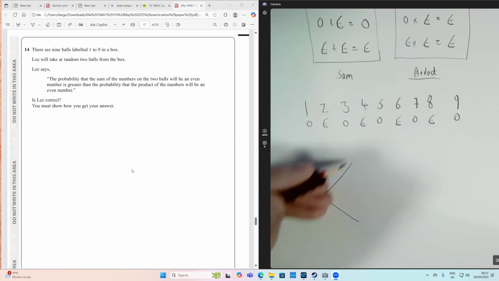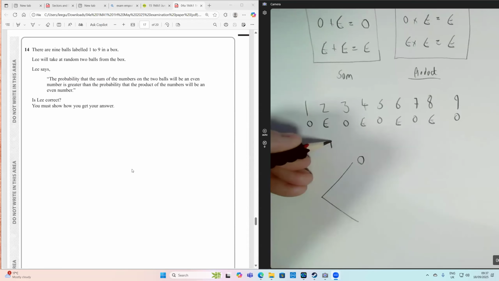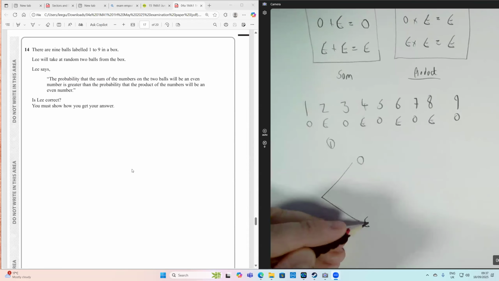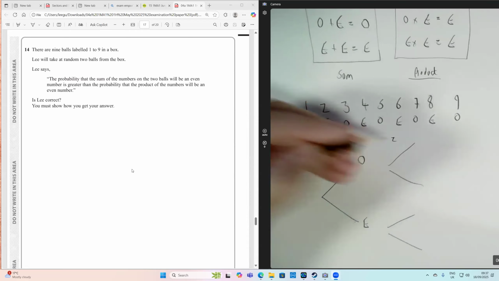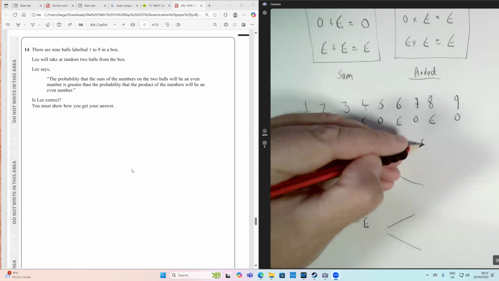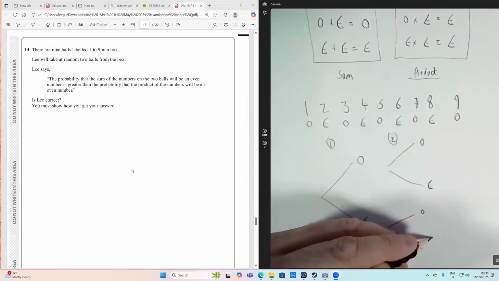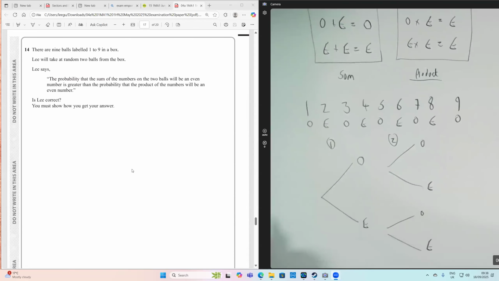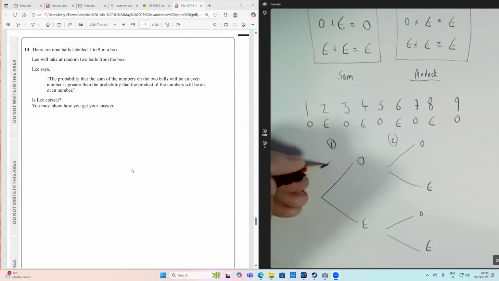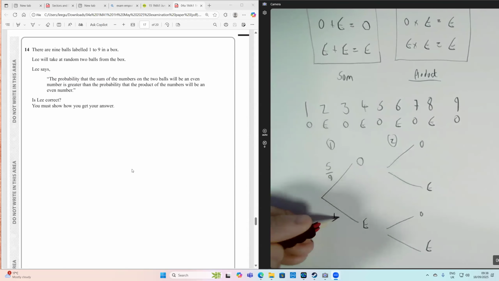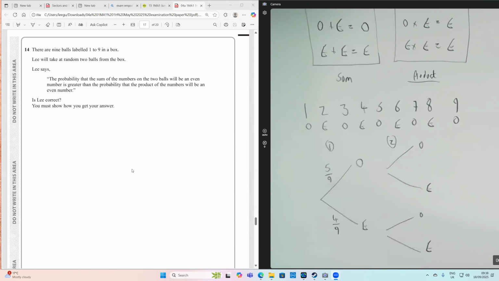Lee is going to select, this is choice number 1. It's either odd or even. And then Lee selects the second ball from the box. It can either be odd or even as well. Now, the probability that Lee selects odd first time: how many odds are there? 1, 2, 3, 4, 5. There are 5 odds out of the 9. So 5 out of 9. And that means that 4 out of 9 must be even.